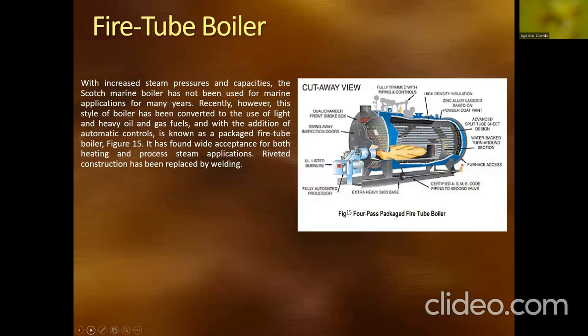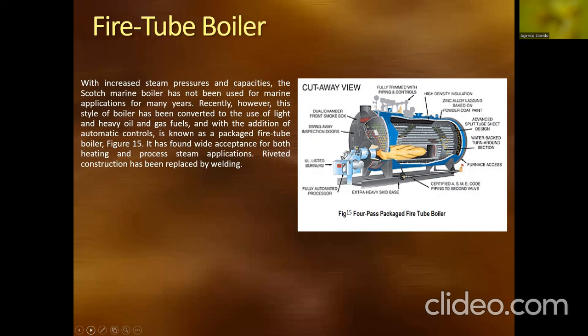With increased steam pressures and capacities, this Scotch marine boiler has not been used for marine application for many years. Recently, however, this style of boiler has been converted to the use of light and heavy oil and gas fuel, with the addition of automatic control. It is known as a packaged fire tube boiler. These are our commercial models today.